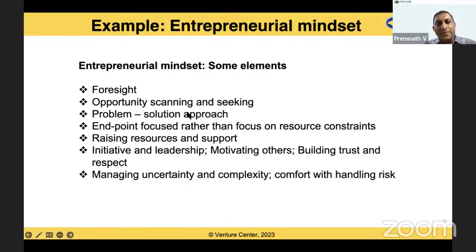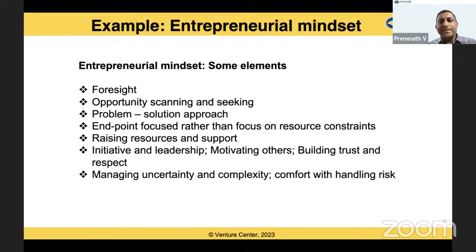There's also this element of initiative and leadership, motivating others, building trust and respect. There aren't too many places where students may get a chance to do this. Maybe they get a chance to in team sports. Maybe they get a chance to do it in some college festivals. But this is another platform, the entrepreneurship club, where they can learn how to do all of these things.